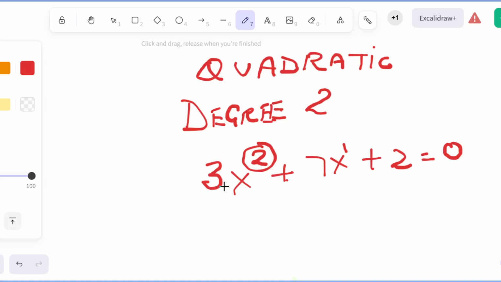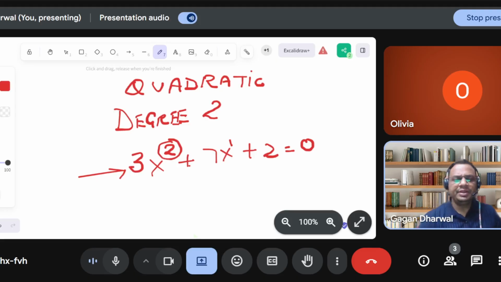The highest power of any polynomial is known as the degree of that polynomial. So we can use the word degree for the highest power. What's the degree of this polynomial? 2. Yes, so this is a quadratic equation. Any polynomial whose highest power is 2, or you can say degree is 2, will be a quadratic equation, right?